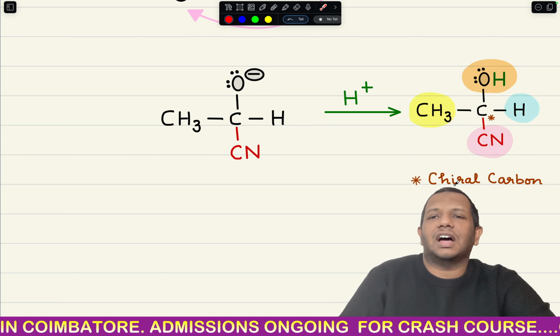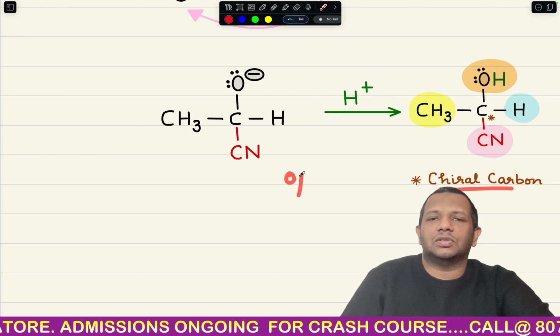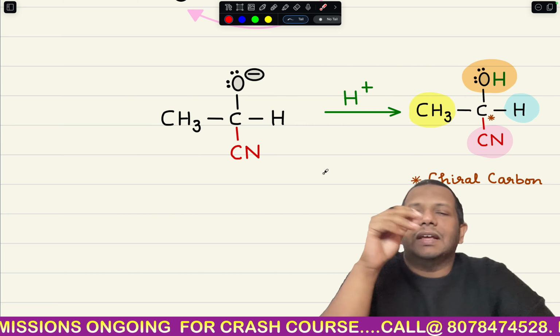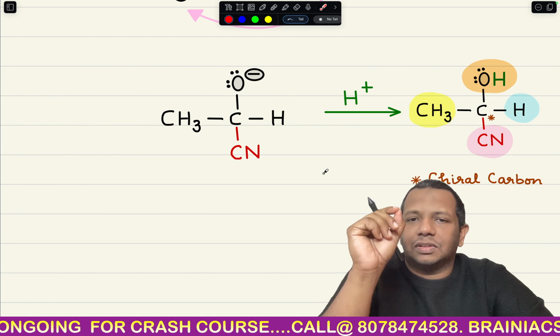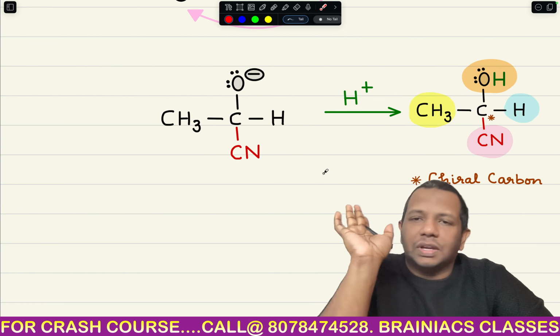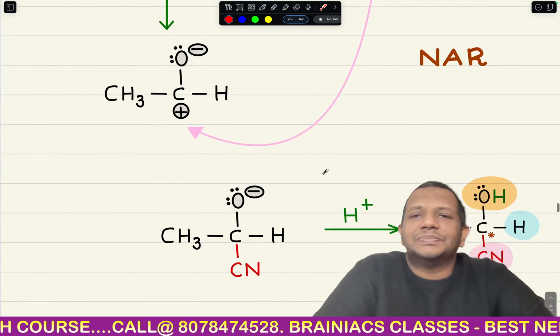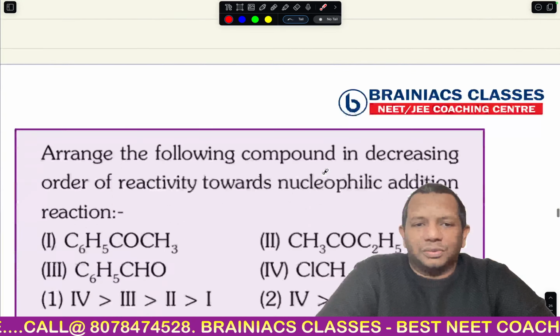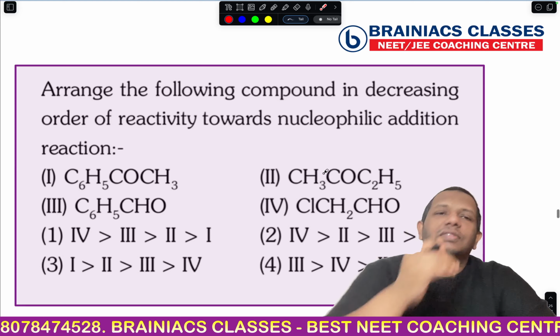So that means this carbon is a chiral carbon. That means it shows optical isomerism. Whenever a single chiral carbon is present in a system, surely that compound will show optical isomerism. Take my word. Okay, I hope you understood. Now we are coming to the last question.